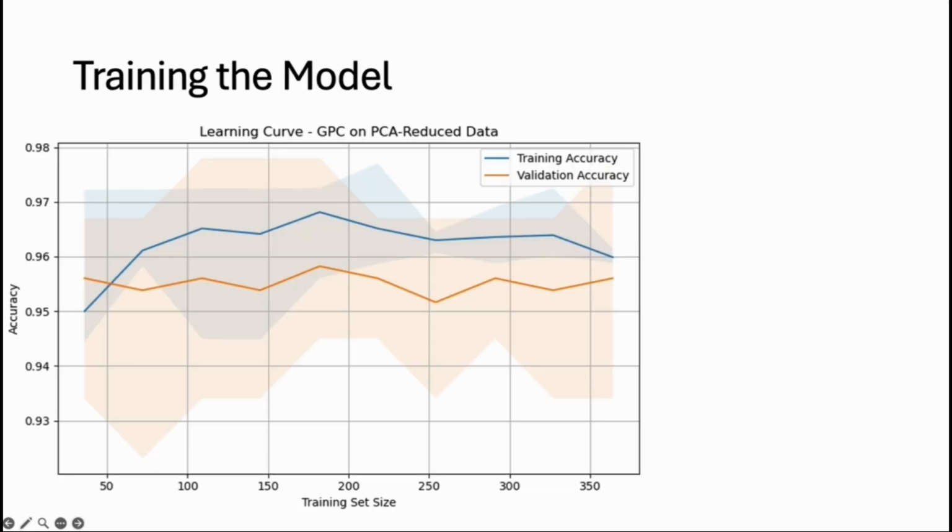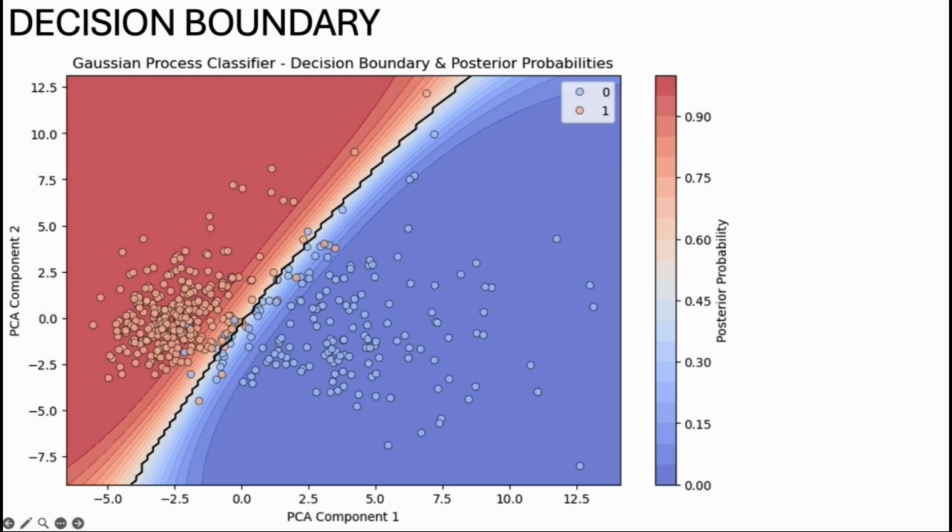Then we also have a learning curve where we use five-fold cross-validation. Both curves are relatively stable with a small generalization gap, suggesting that the model is not overfitting. And another key feature here is GPC achieves consistently high performance even with small training sets, which is a very known strength of Bayesian models.